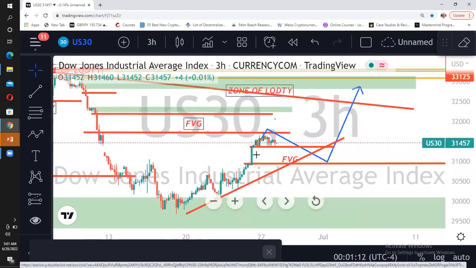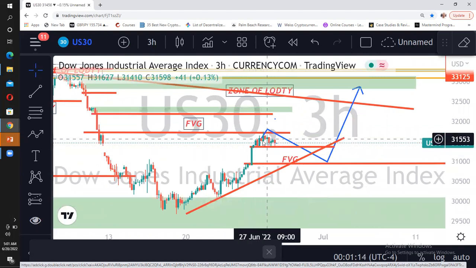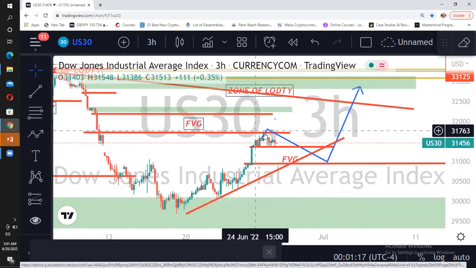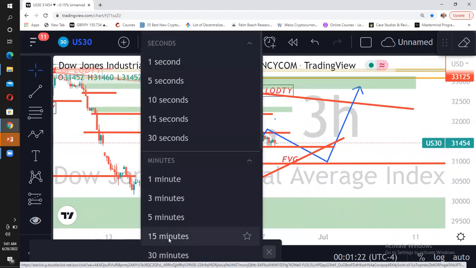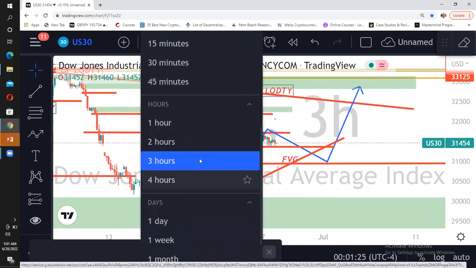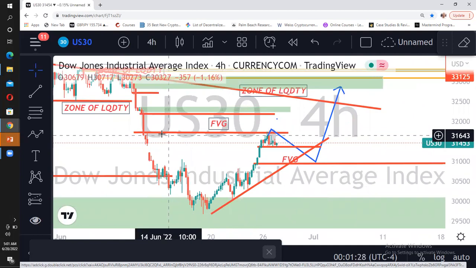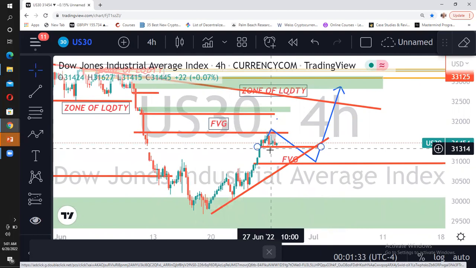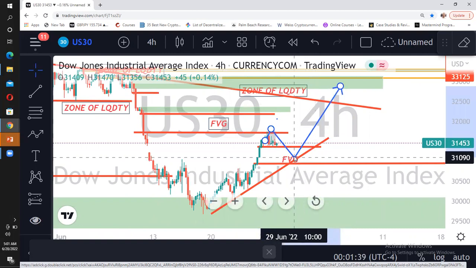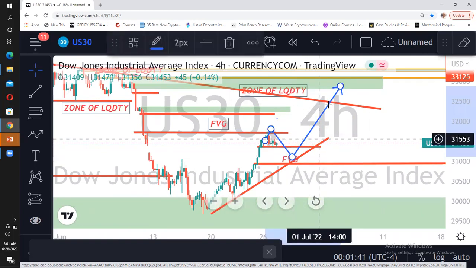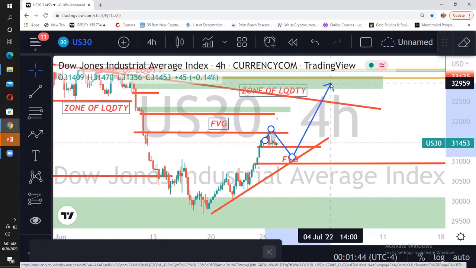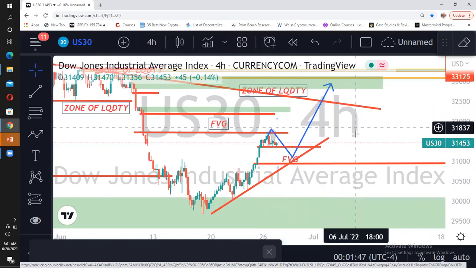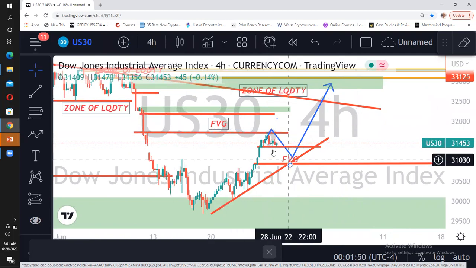US30. As you can see, US30 has traded slightly into the FVG. Let me go to 4 hours so you can see it clearly. Yes, look at it. So I traded into this 4 hours FVG. I want to see it come down to this level. Boom. They will have a move up. That's the same thing as NASDAQ. So that is what we want to have.